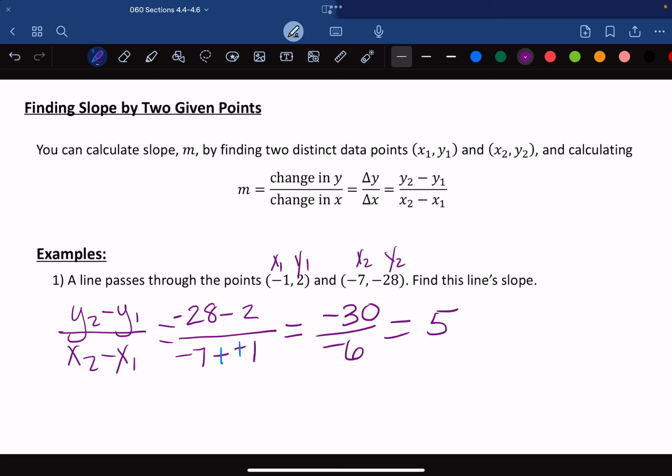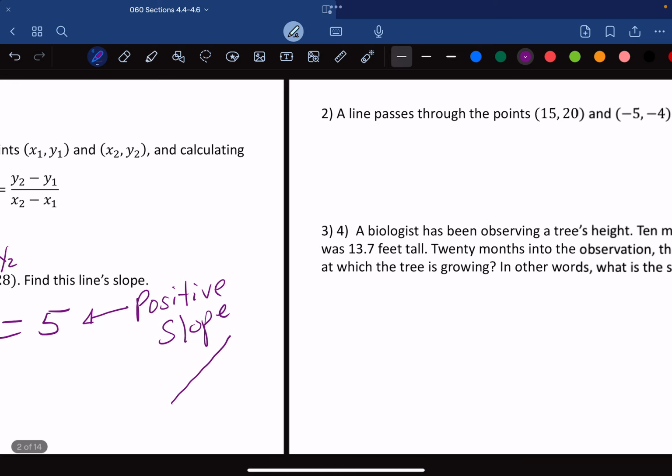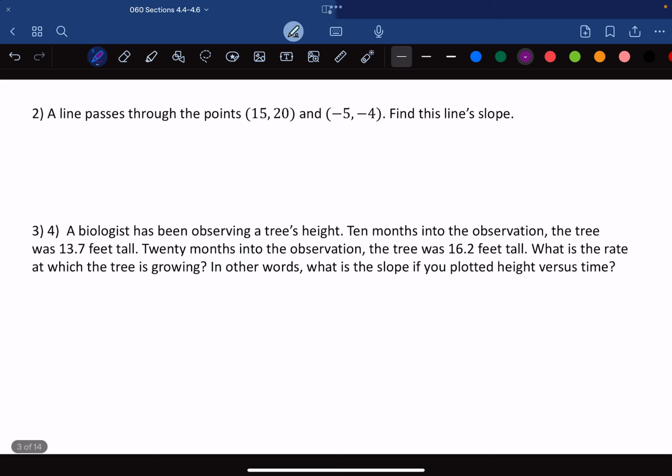And as we just looked at before, this 5 is going to be a positive slope. And without actually graphing it, I know that I'm looking for a line that's going to go up and to the right. We'll look at that one more time, with this first one being point 1, second one being point 2, using the formula.